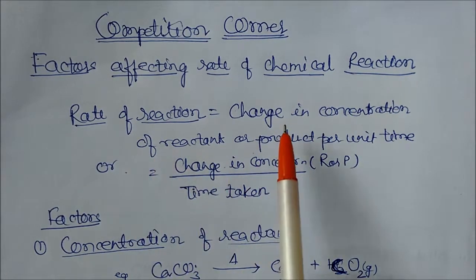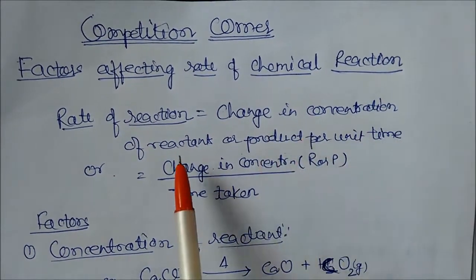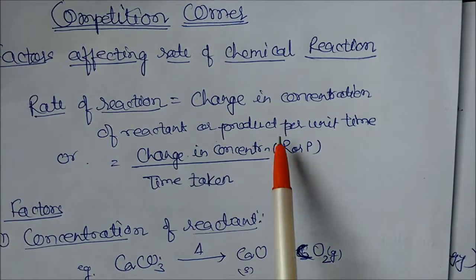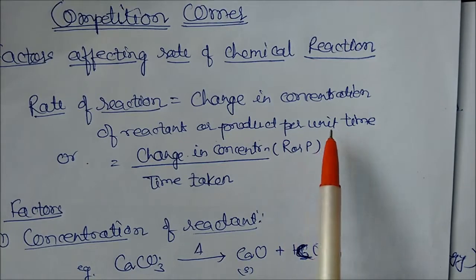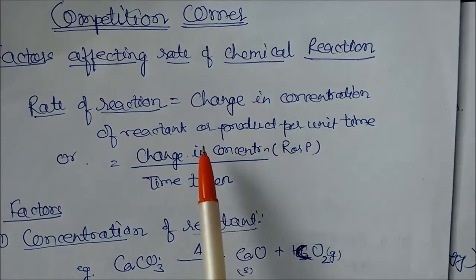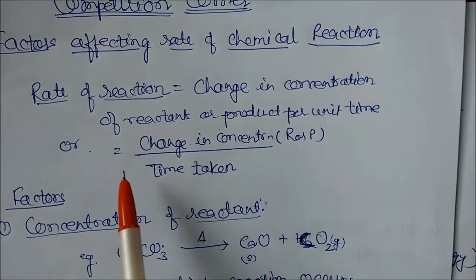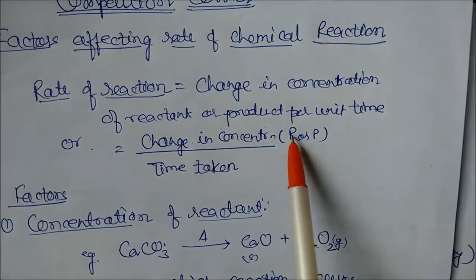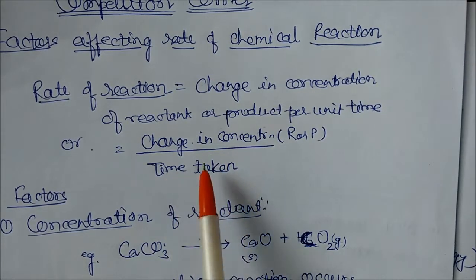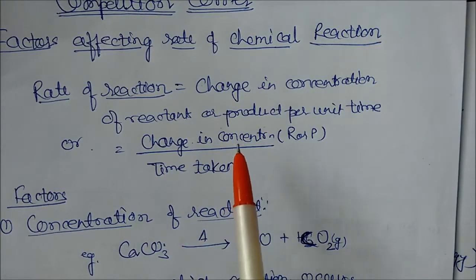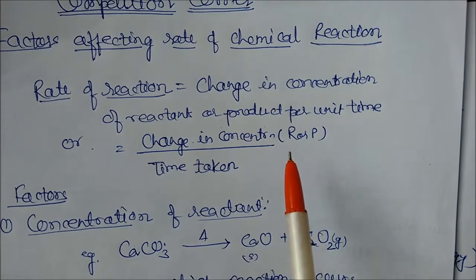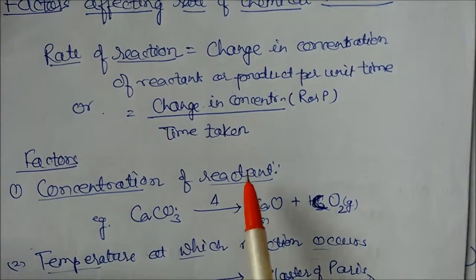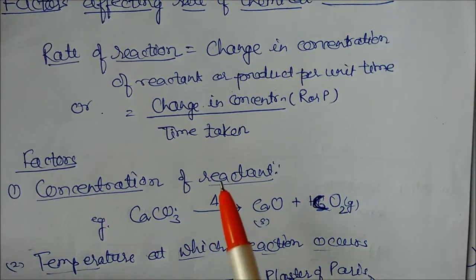Rate of chemical reaction means change in concentration of reactants and product per unit time. Change in concentration of reactant or product per unit time means in unit time how much the concentration of reactant and product has changed. So in equation form we can write it like this. Change in concentration means the amount of reactant or product concentration, and the time taken in which this concentration is changing into product forms. So we will see next the other factors which affect the rate of chemical reactions.